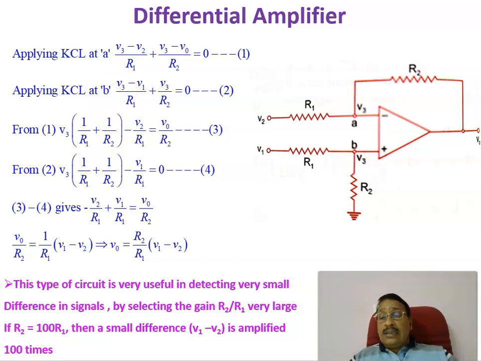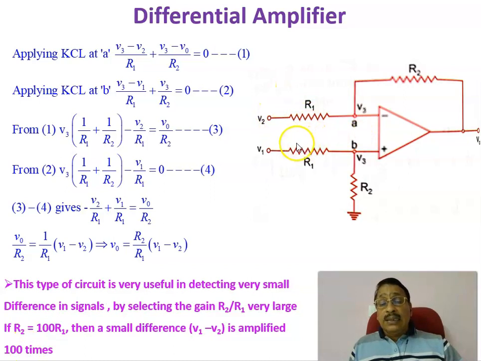Therefore, in this differential amplifier, as we have seen, this is the voltage V1, this is V2, and this voltage is V3. This is R2, this is R1, this is R2, this is R1, and this is the output voltage. We are going to apply Kirchhoff's current law to the junctions. First, we apply it to junction A, and next to junction B.